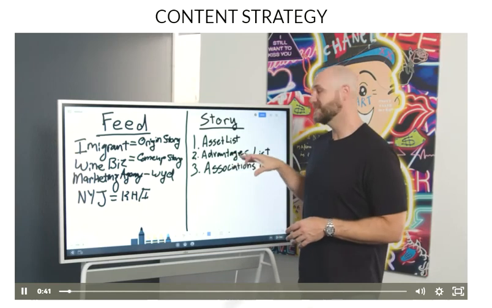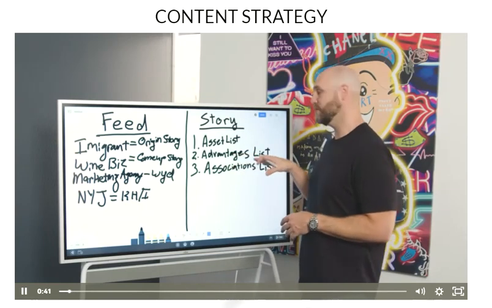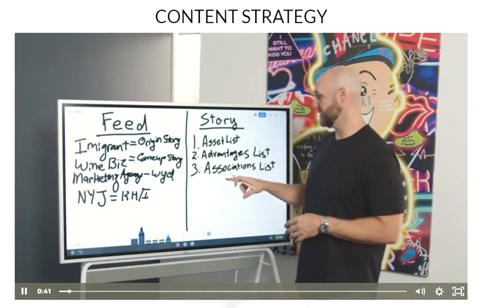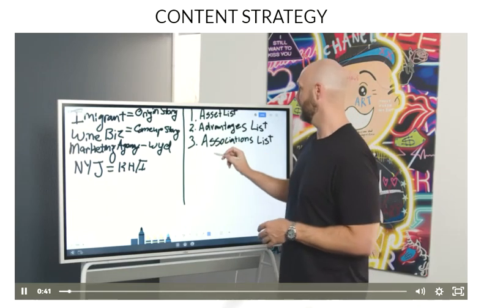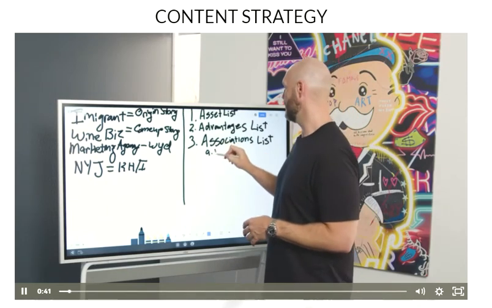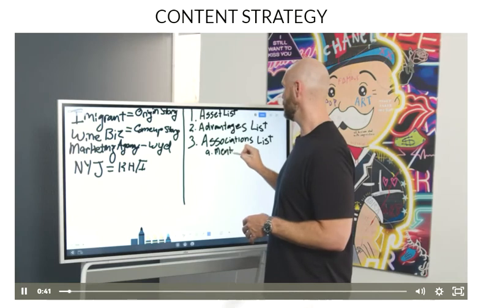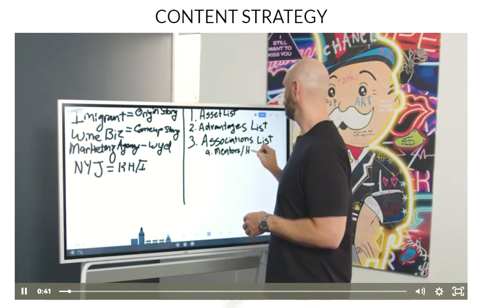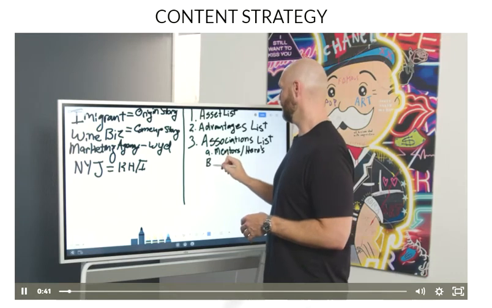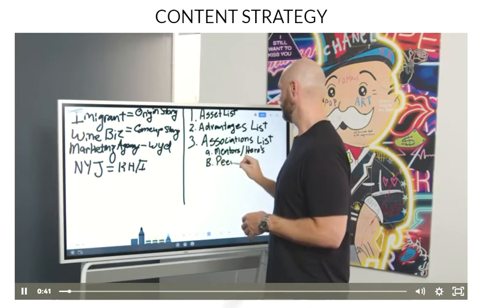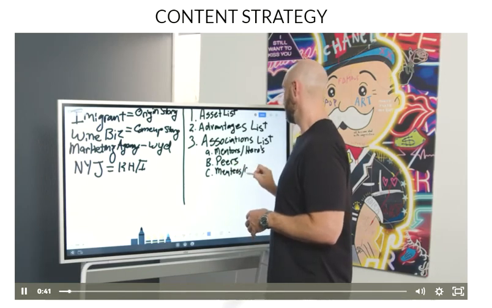There are 3 subcategories that are included in the associations list. And those are going to be mentors or heroes, peers, and mentees/clients.